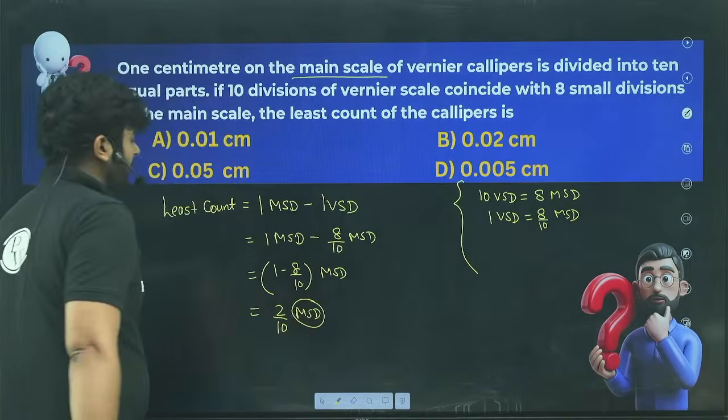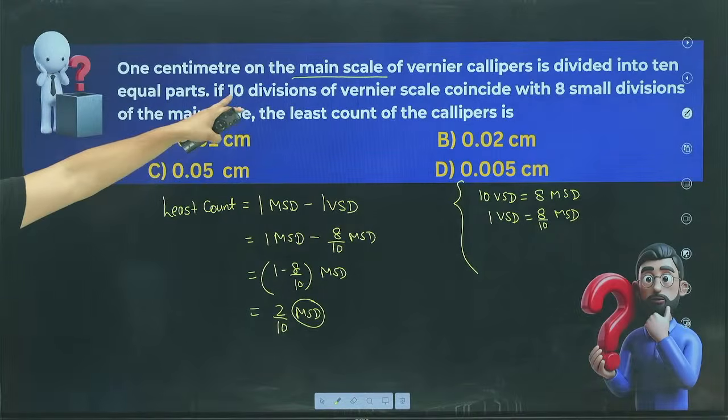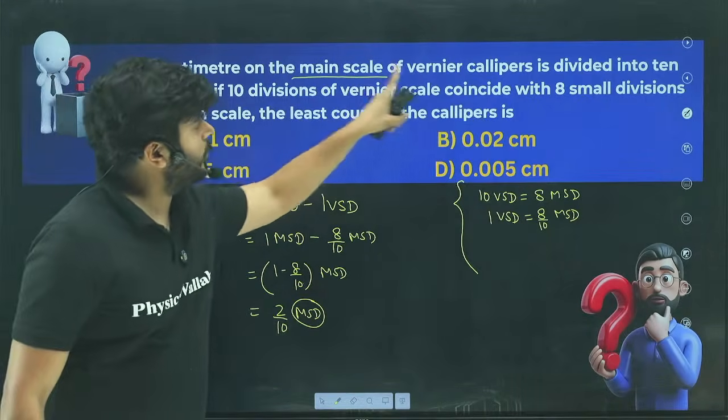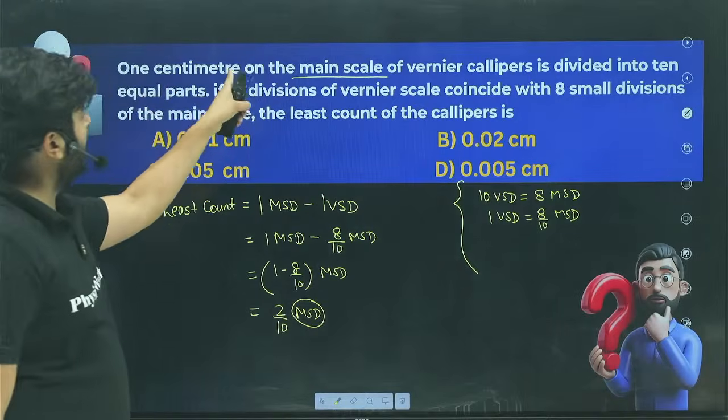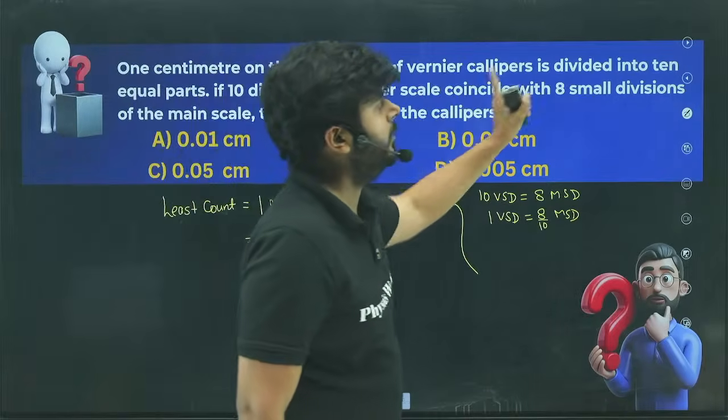And how big is one main scale division? It is 1/10 of a centimeter, because 1 centimeter on the main scale is divided into 10 equal parts.